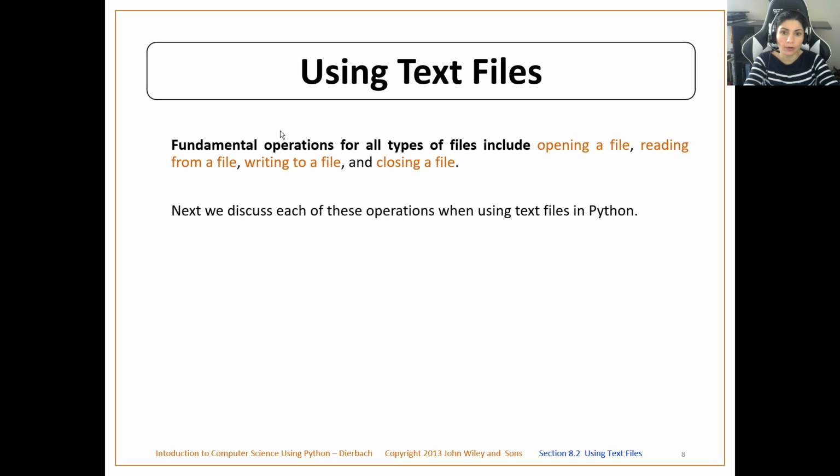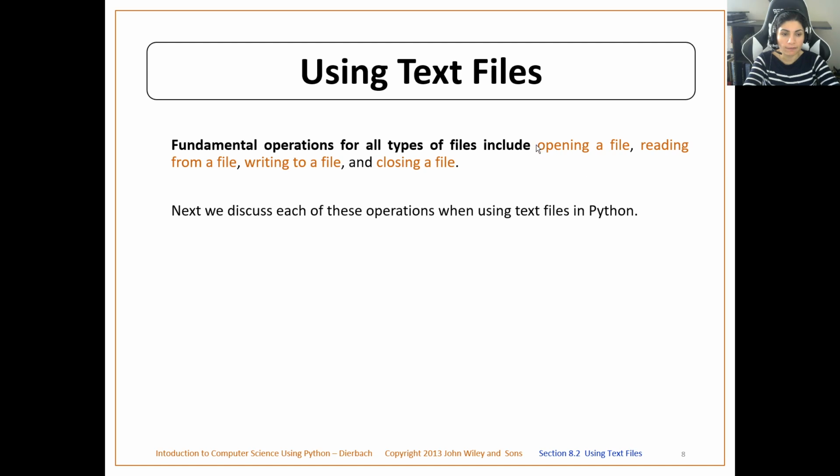Just to recap, there are four main operations that we can have on files. We have opening a file, reading from a file, writing to a file, and closing it. So far, we talked about how to open a file and how to close it. We briefly talked about what we need to create a file object that is ready to be read from, and how to create a file object that is ready to write to.